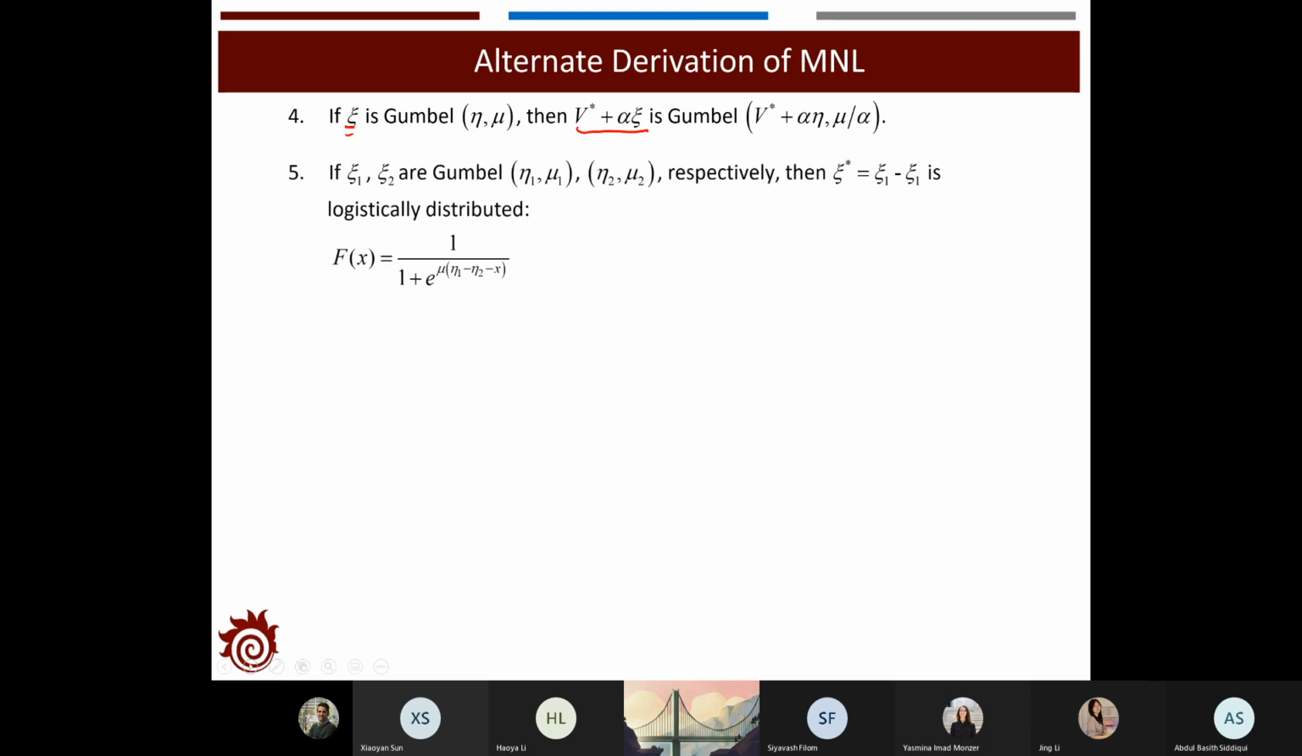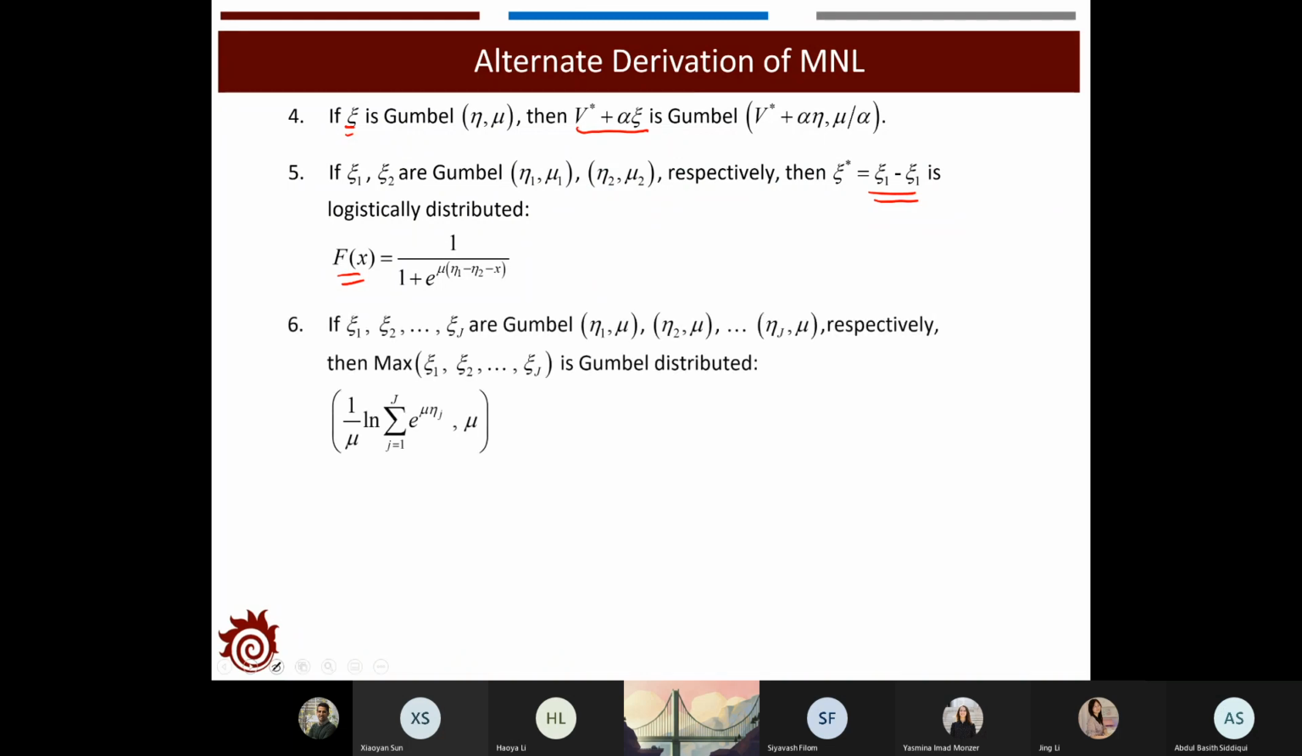And property 5 shows the distribution of the difference between two Gumbel distributions. We can find out the cumulative distribution function. Also, property 6 gives us the distribution of the maximum value of j different Gumbel variables, and it's also a Gumbel distribution. So combining all these three properties together, we will be able to derive the multinomial logit model quickly.